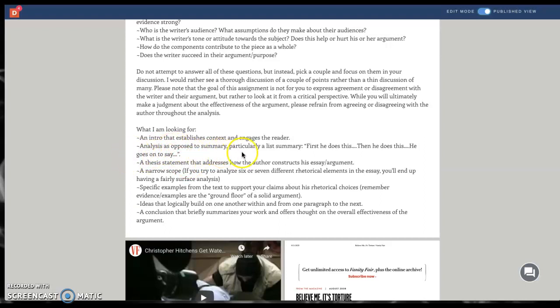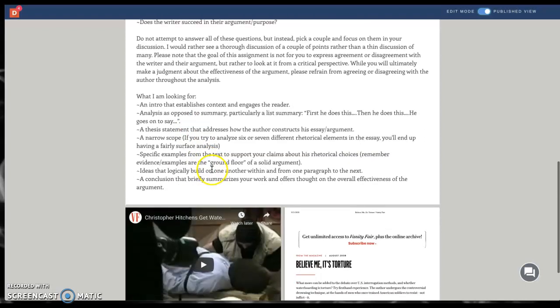Analysis as opposed to summary. So this, I have to say, is the pitfall of this assignment. Lots of people will sit there and just summarize. Well, Hitchens does this, and then he got strapped to a board, and then he does this as well. You want to have the organizing principle, not necessarily the chronological order of what happened within the essay itself, but rather the rhetorical elements, so that it may end up being that he uses pathos in this section, he uses ethos in this section right here, and have that be the organizing principle.